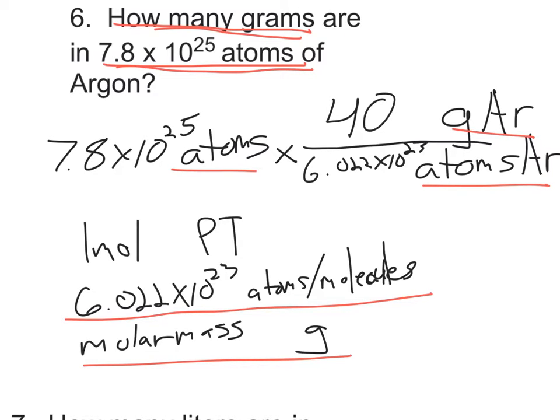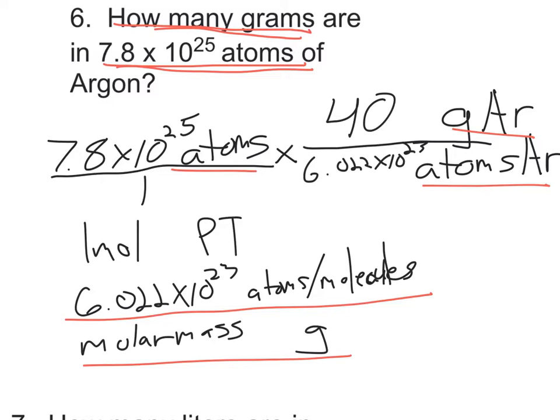Once you've gotten this far, the rest is math. This is the chemistry. Now you just have to be able to multiply a fraction. So this is essentially what you're going to put into your calculator, and I'm going to make a further statement here. This is exactly like multiplying 7.8 times 10 to the 25th over 1 times 40 over 6.02 times 10 to the 23rd. So the two numbers on top get multiplied, the two numbers on bottom get multiplied, and then you divide top by bottom.